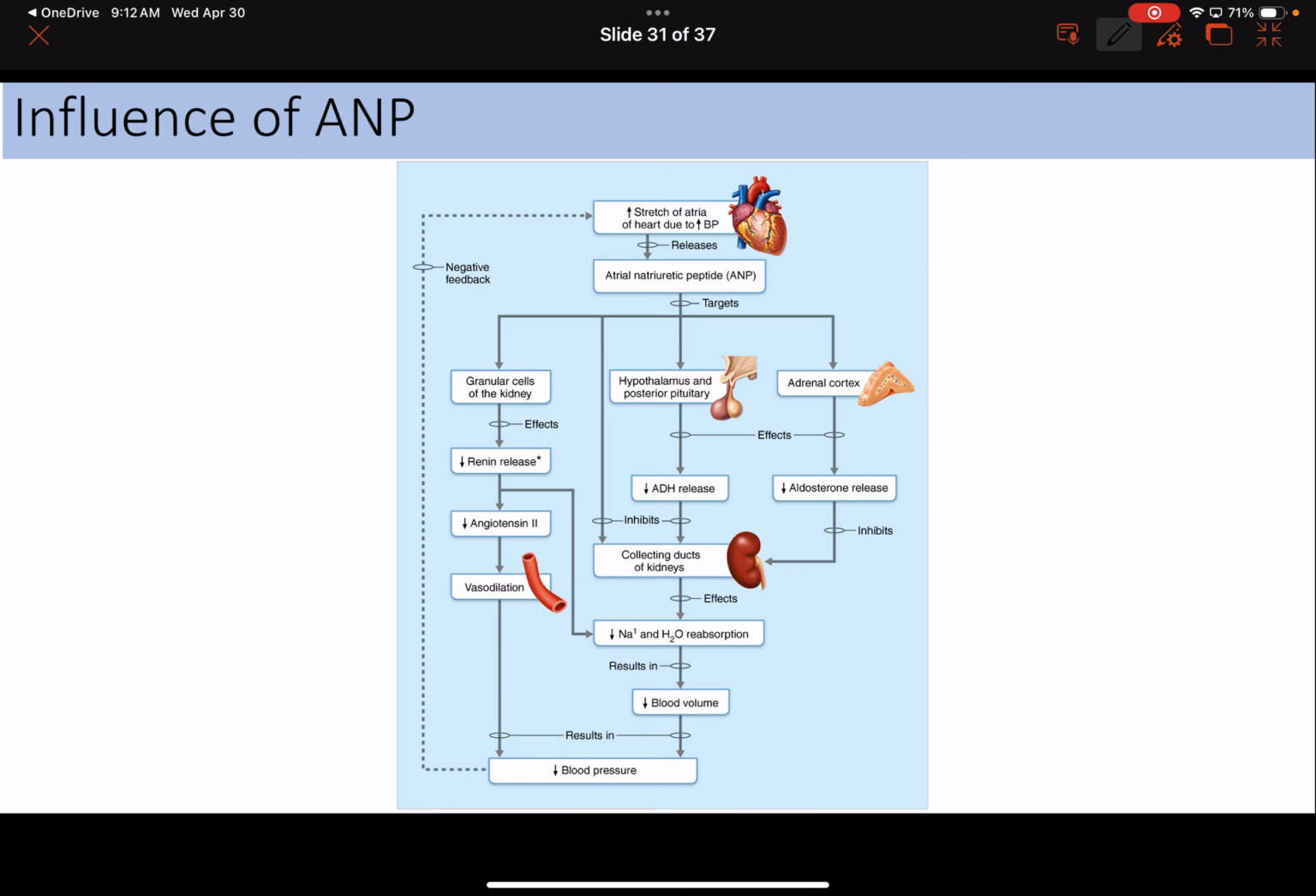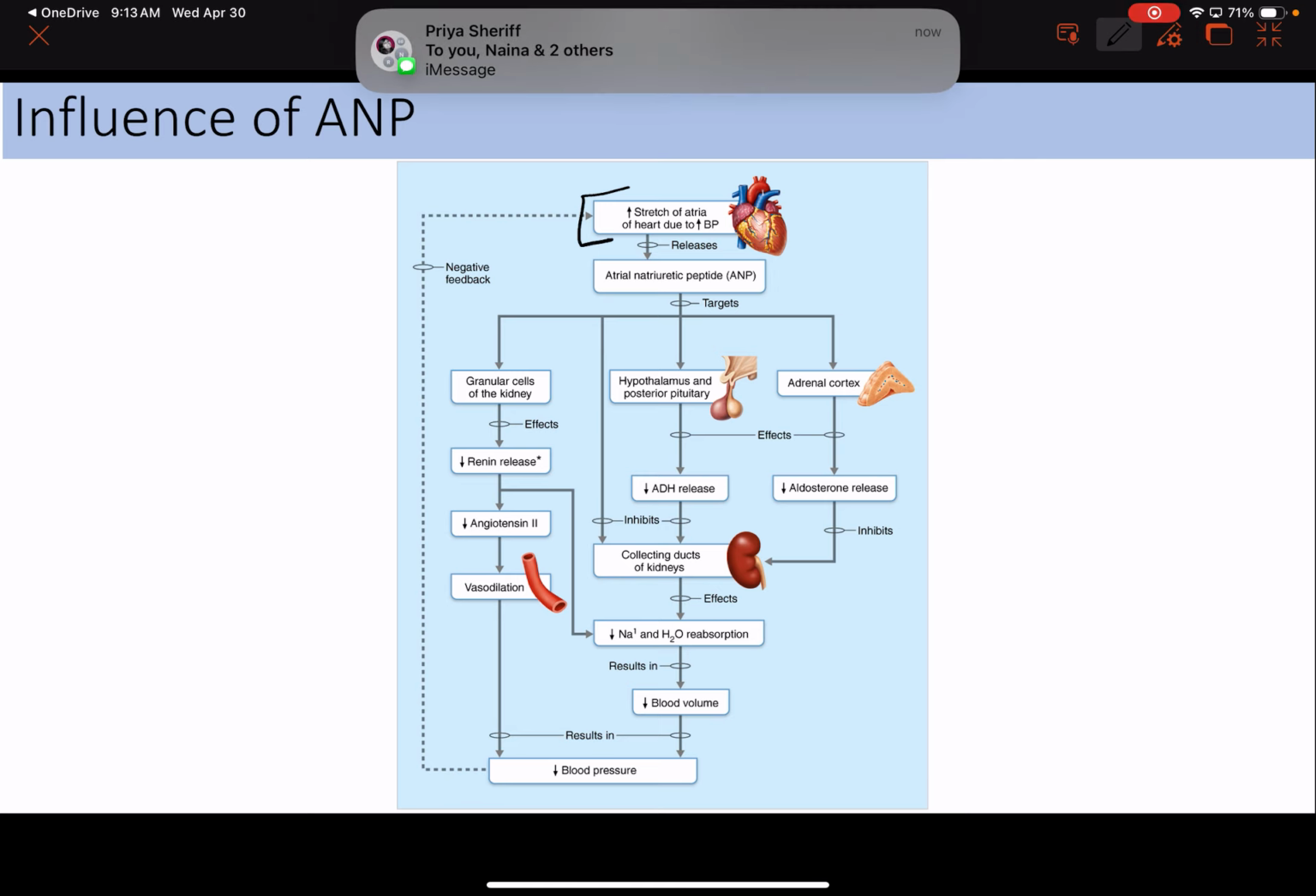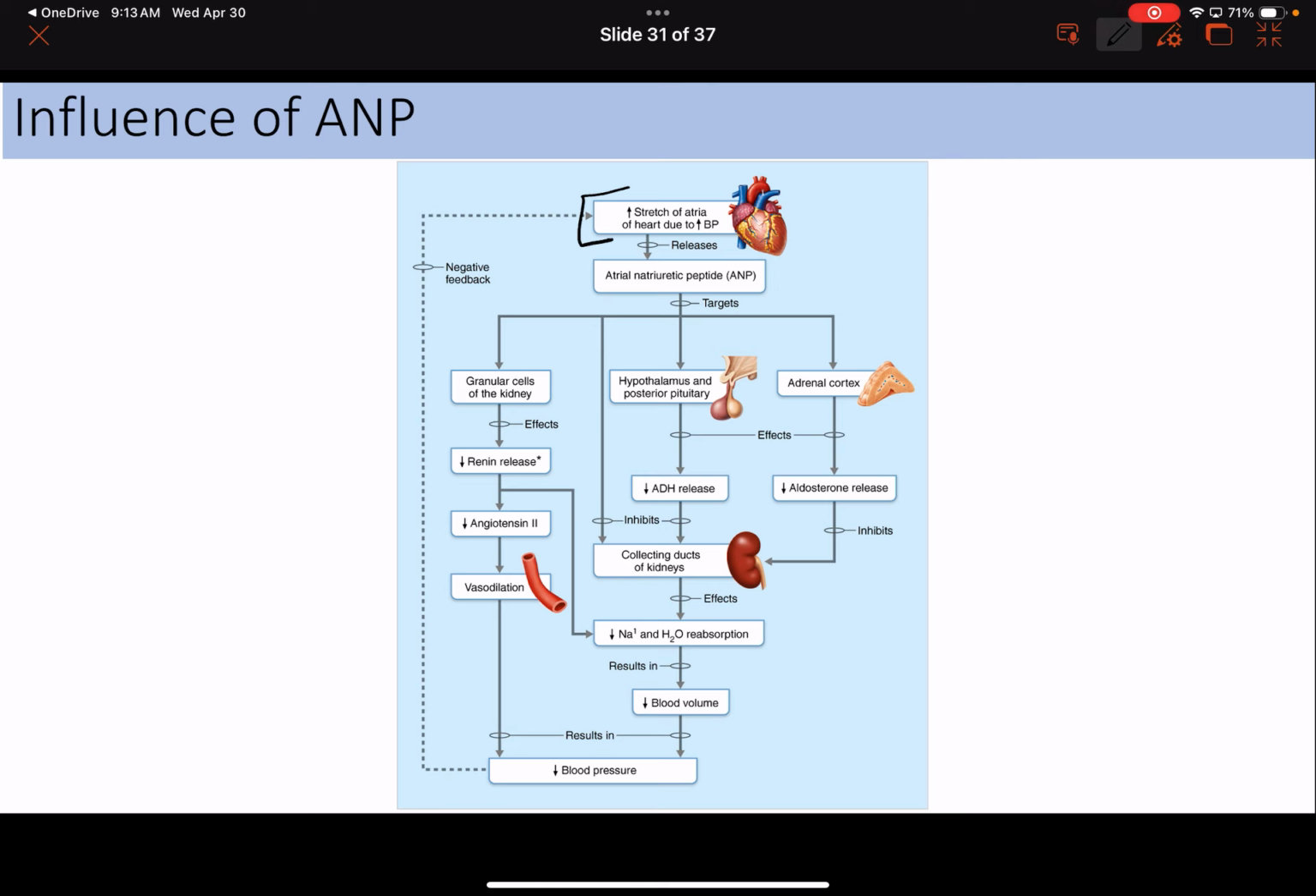ANP. ANP is an antagonist to which hormone? Aldosterone. So aldosterone is released as part of the RAA pathway when blood pressure is too low. So when blood pressure is too high, ANP does the opposite. You can see the trigger here is the stretch of the atria of the heart due to a high blood pressure. Because remember, ANP stands for atrial natriuretic peptide. Okay? So it's produced in the atria. So the atria experience that increase in blood pressure. We release the ANP. And the biggest thing it's going to do is inhibit aldosterone, but it's really inhibiting this entire RAA pathway.